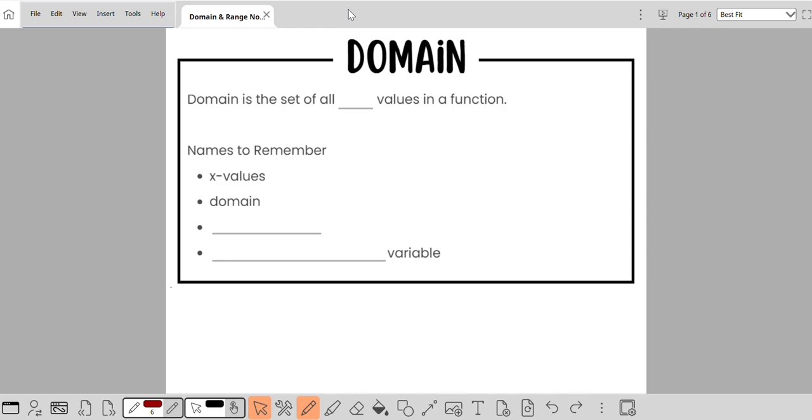Hi, everybody. We're going to be talking about domain today. And domain is a very important word that you're going to be using a lot in this class and as you move forward in math. So let's talk about it.